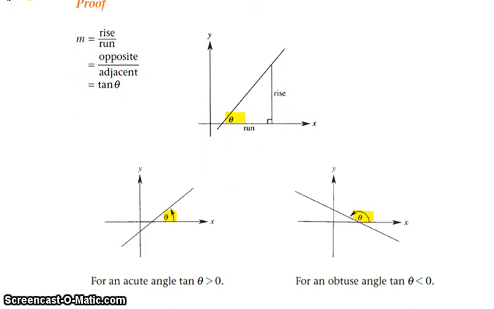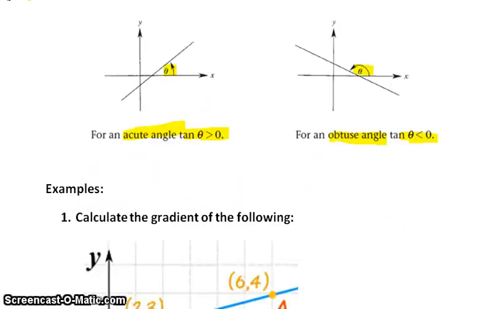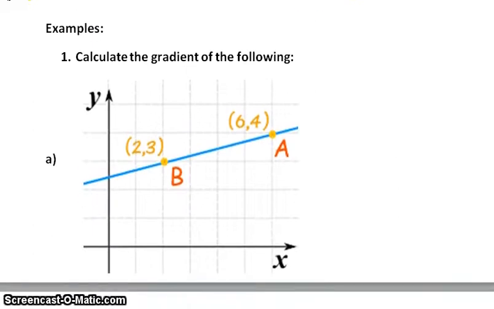Okay, so important things to remember: for an acute angle, tan theta will be bigger than 0, and for obtuse it will be less than 0. Okay, let's go through a few quick examples. I'm not going to do them all with you here, but we will go through any that you didn't understand in class. Alright, so first thing in this one, create a right angle triangle.